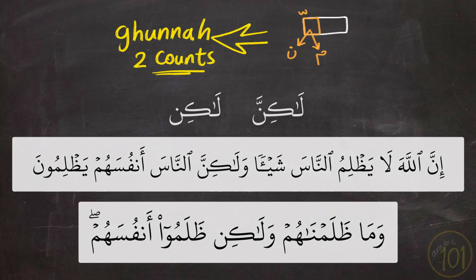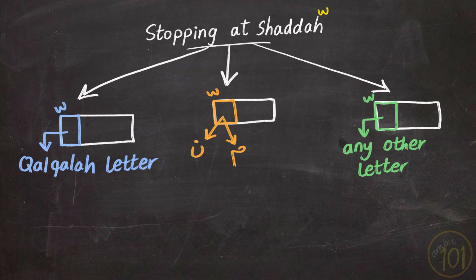Alright, and now the last possibility, which is if you are stopping at a word ending with a shaddah, but with a letter that doesn't belong to the qutb jad letters, nor is it a noon or a mim. So what should you do then?